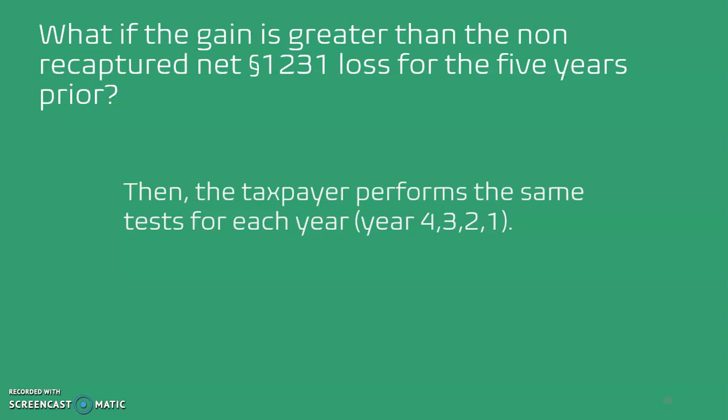So what if the gain is greater than the non-recaptured net Section 1231 loss for the 5 years prior? Well, then the taxpayer performs the same test for each year, year 4, 3, 2, and 1, until the gain is not greater than the net Section 1231 loss for the 5 years prior.